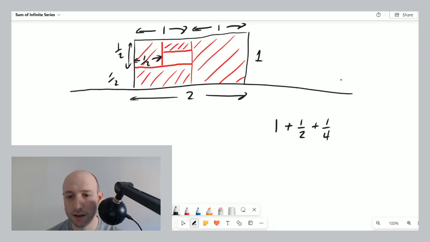That's 1/8. Then we paint half of what's left again. That's 1 over 16. And we continue doing this forever. Half of what's left, that's 1 over 32. Half of what's left, that's 1 over 64.